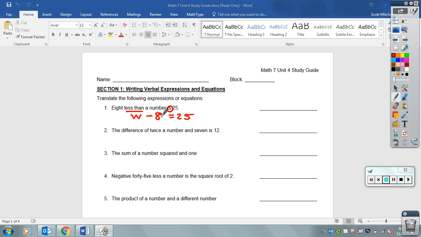Less than flips the subtraction. It does not flip the entire thing. Negative 8 doesn't go all into the end. It's just 8 less than the number. These two things. It's 8 less than a number, so the number part comes first. That should be written right there.